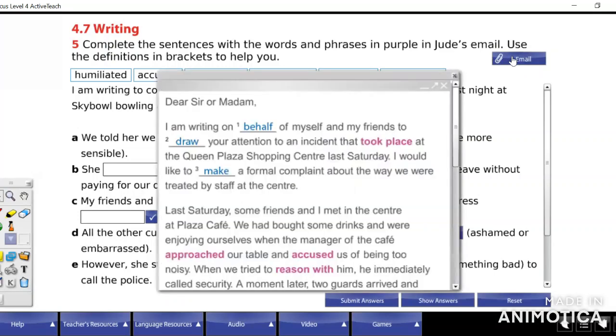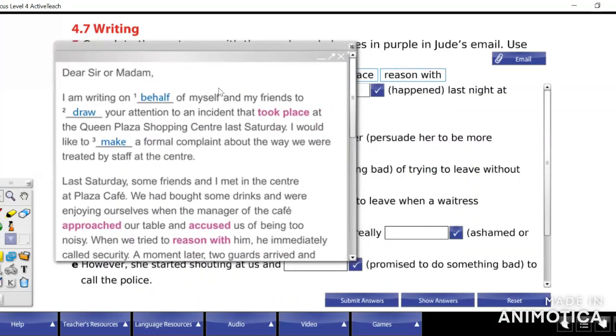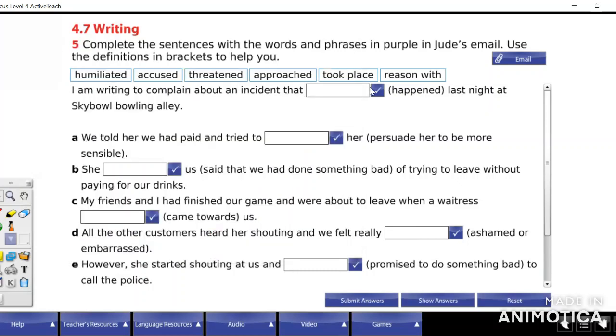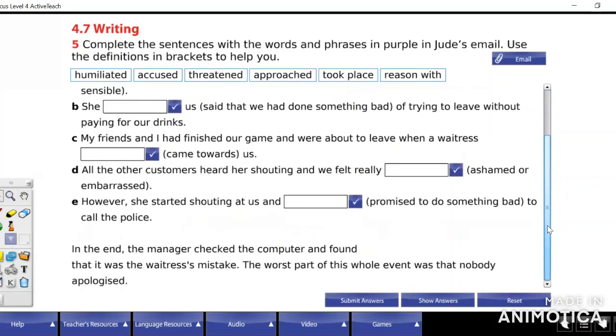If you don't know, have a look at the email and try and see which of those could be similar. So for instance, "that took place," and if instead of "took place," you say "happened," you think, hey, that fits, perhaps that is a synonym, in case you don't know. "We told her we had paid and tried to..." And we see here that "persuade" is not a past tense, it's an infinitive. And like I told you, "reason with" is the only one which is not a past tense. So that's always a good way to do that. We now give you a minute to have a look at the other ones, and then after that, you can see the results.